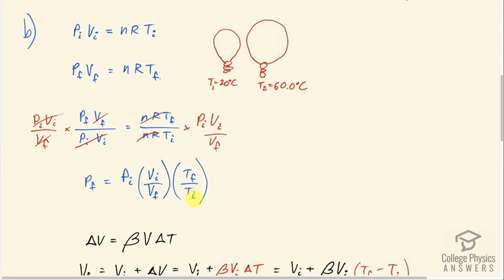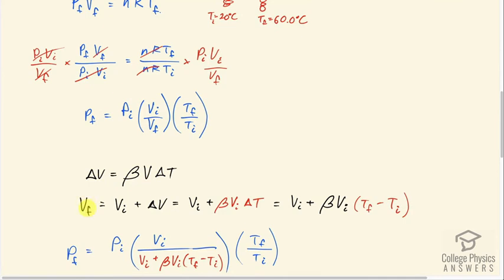Okay, so the final volume will be the initial volume plus however much the bulb expands. And this expansion, this thermal expansion, is given by the coefficient of volume expansion multiplied by the initial volume times the change in temperature. And so this is the coefficient of volume expansion for glass that we're interested in. So we have the initial volume plus beta VI delta T. And this delta T is T final minus T initial.